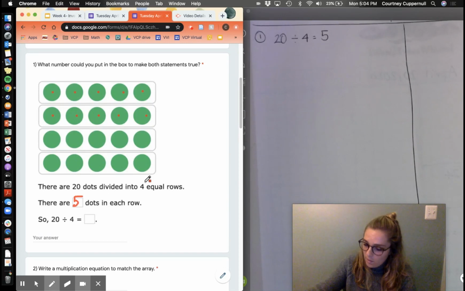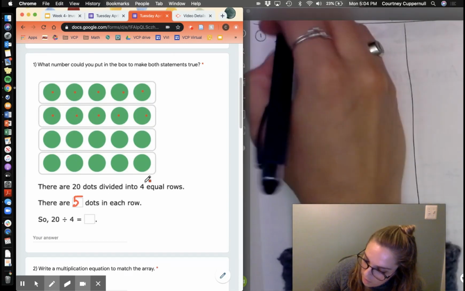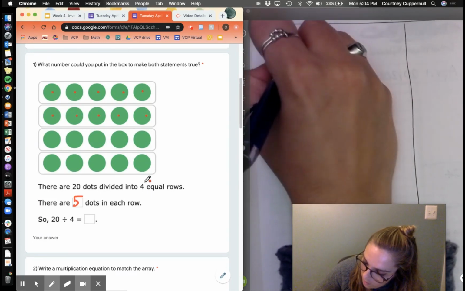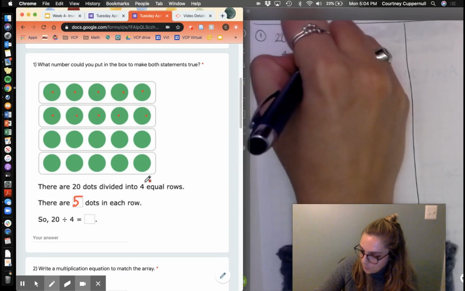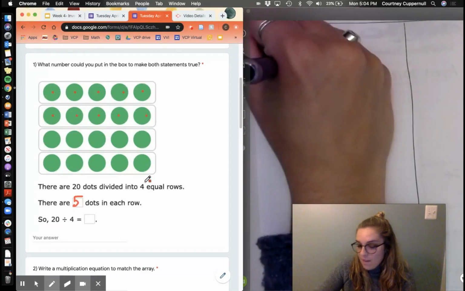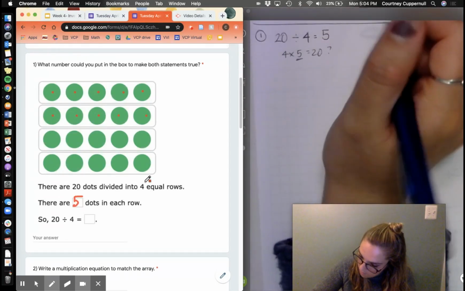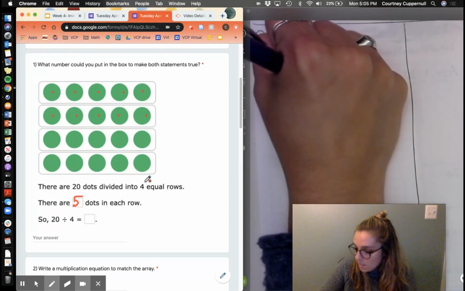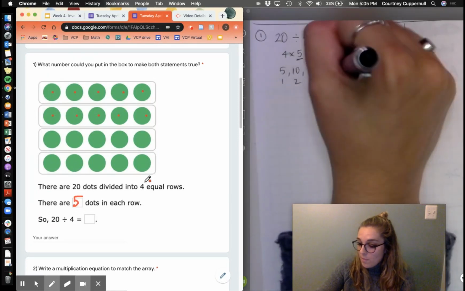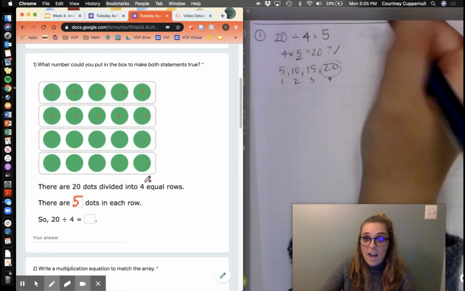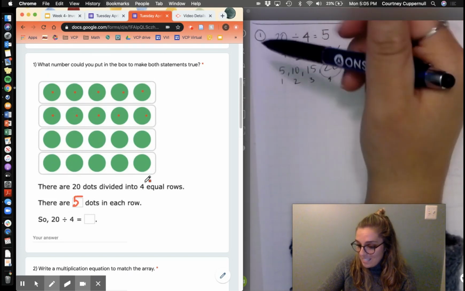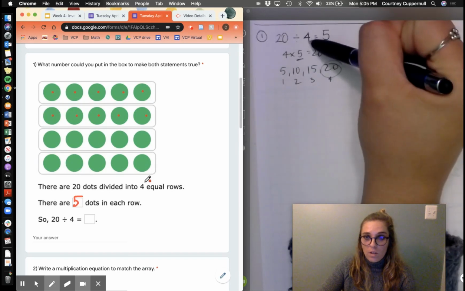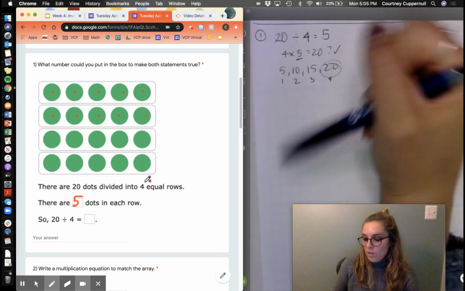Let's double check. Turn this into a multiplication equation. We know that I could read this as, is it true that 4 groups of 5 equals 20? Let's check. Let's skip count by our 5s because that's pretty quick and fast. 5, 10, 15, 20. I counted 1, 2, 3, 4 times. I did indeed get to 20. So yep, this is true, which means, yeah, if I have 20, in this case, green circles, split into 4 equal rows, I'll get 5 in each row, which I know because I skip counted on my paper.